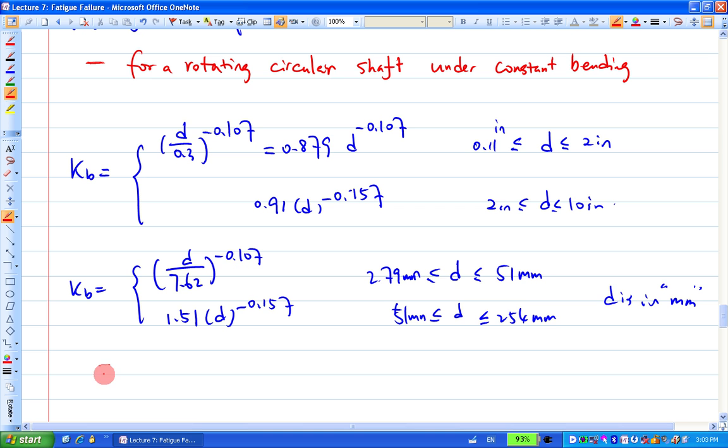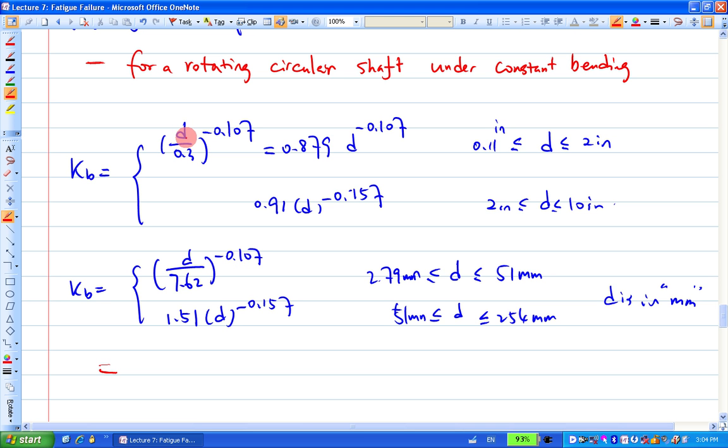So this is for a rotating circular shaft under constant bending. That's the same kind of condition as the lab condition. As a matter of fact, you can look at the KB here. What value is the KB when D is the same as the lab size, 0.3? The KB will equal what? It's not tricky. 0.3 over 0.3 is 1, so 1 to the power of anything is 1. So no change.